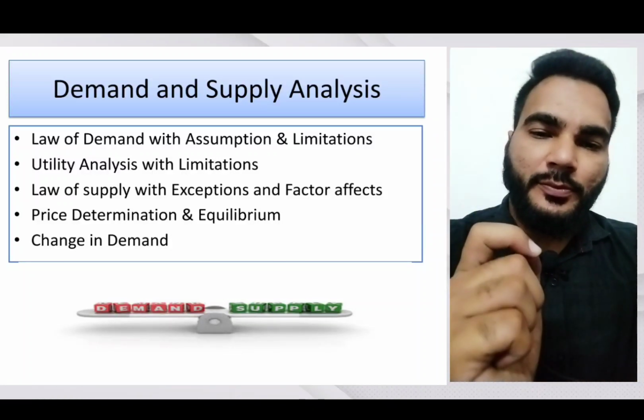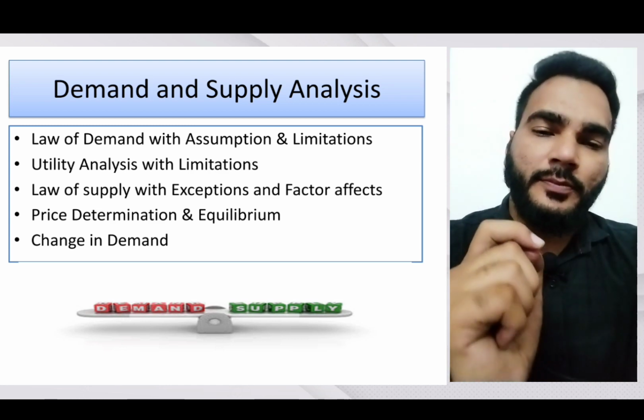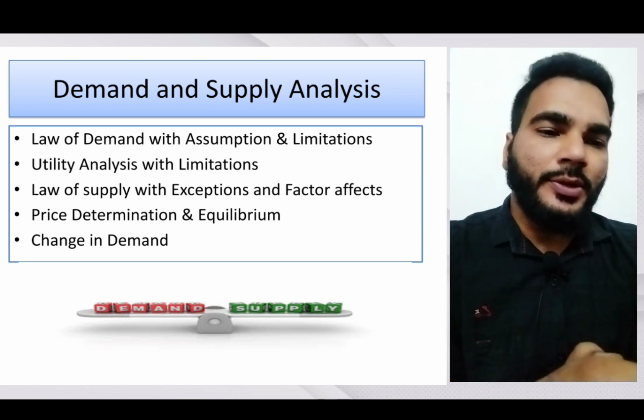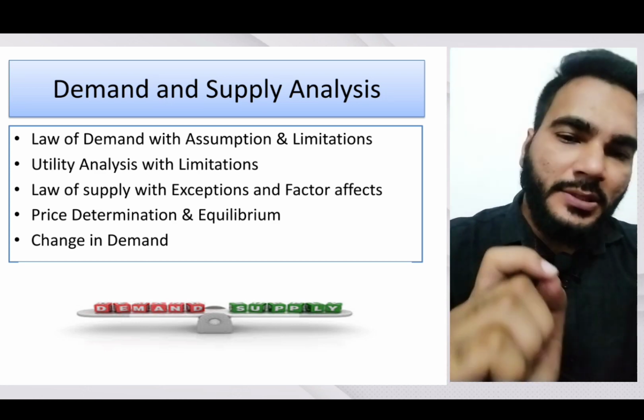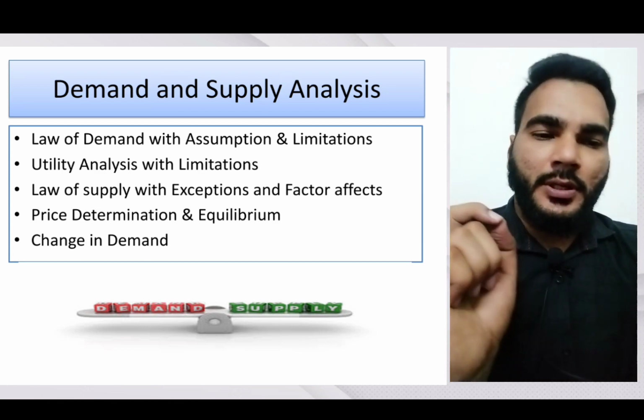Today we will do chapter number 2 from first year BCom Economics. Let us start the chapter. The chapter name is Demand and Supply Analysis. Now, let us start what we are going to learn from this chapter.